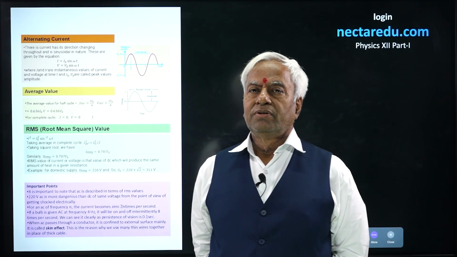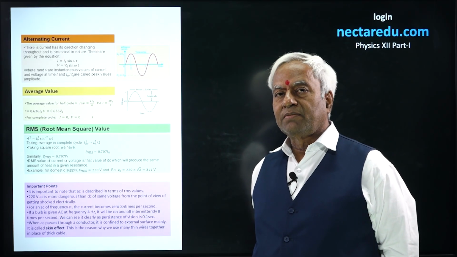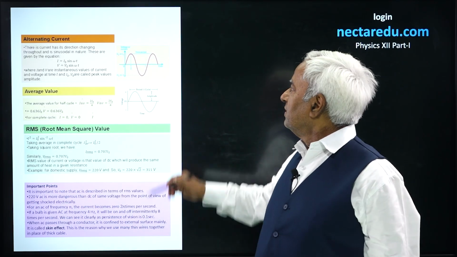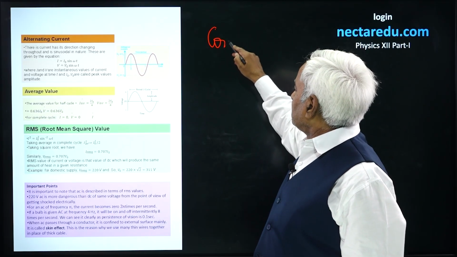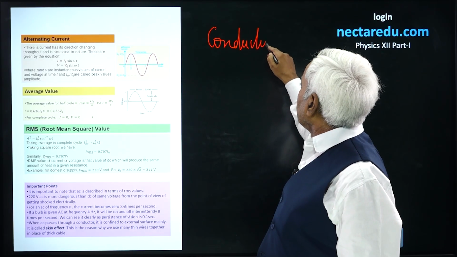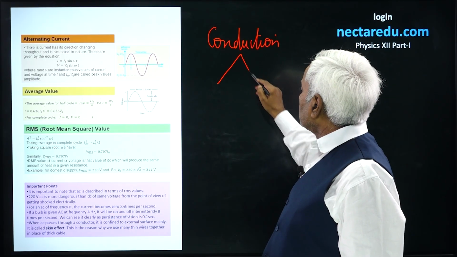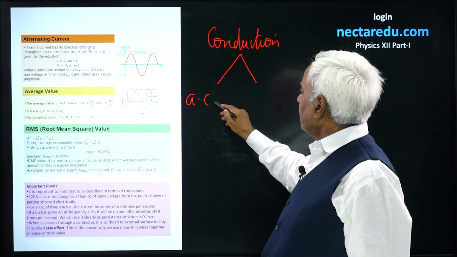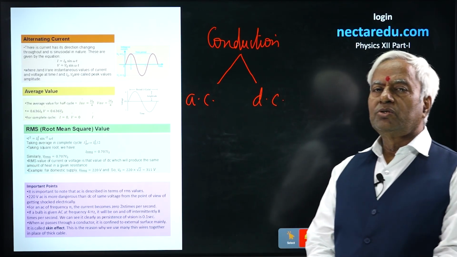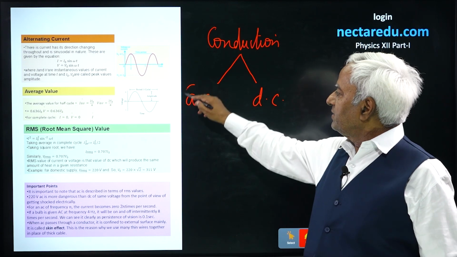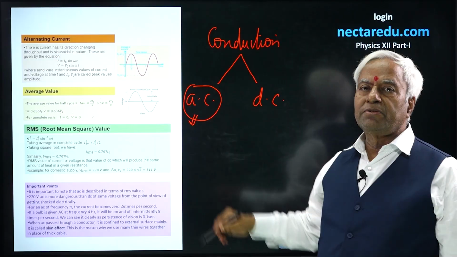Alternating current. You start studying electricity with the chapter electrostatics, and gradually you come across current. That current is known as conduction current. Conduction current is also of two types: one is AC, the other is DC. Now, almost in every field, AC is dominating, and it has become indispensable.